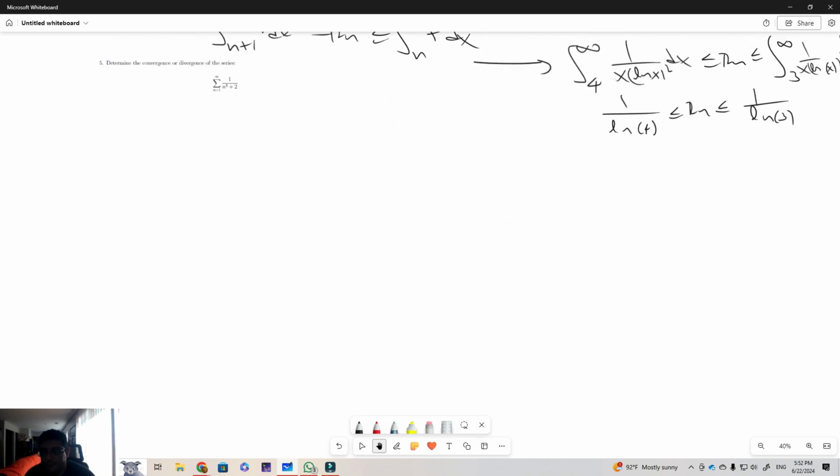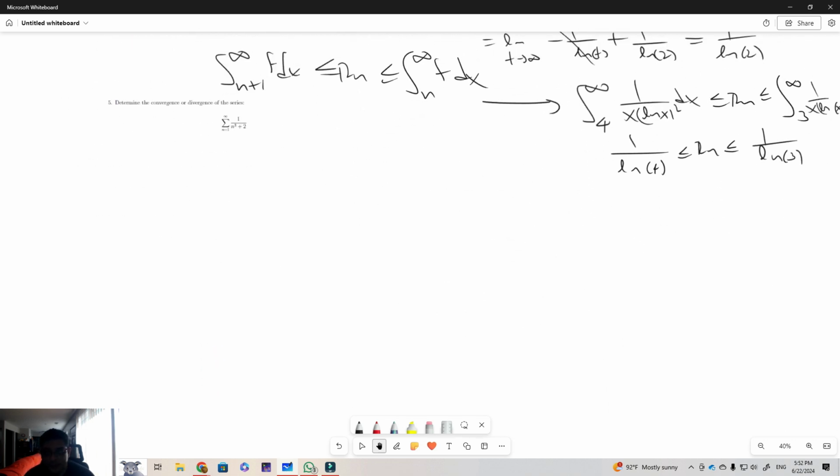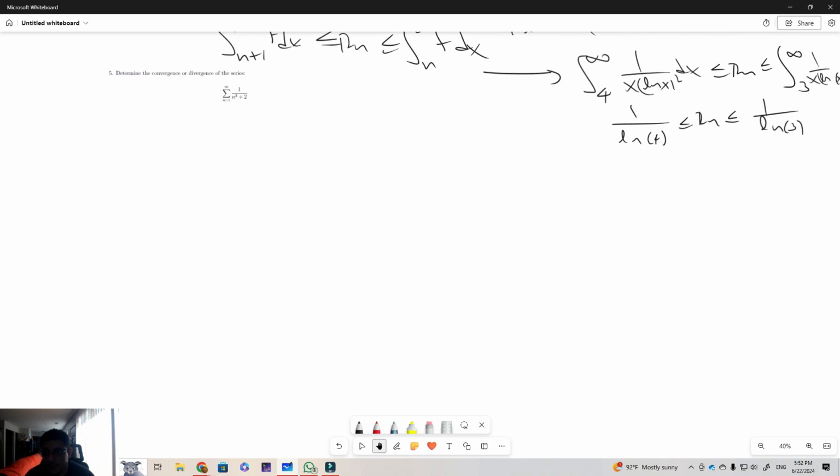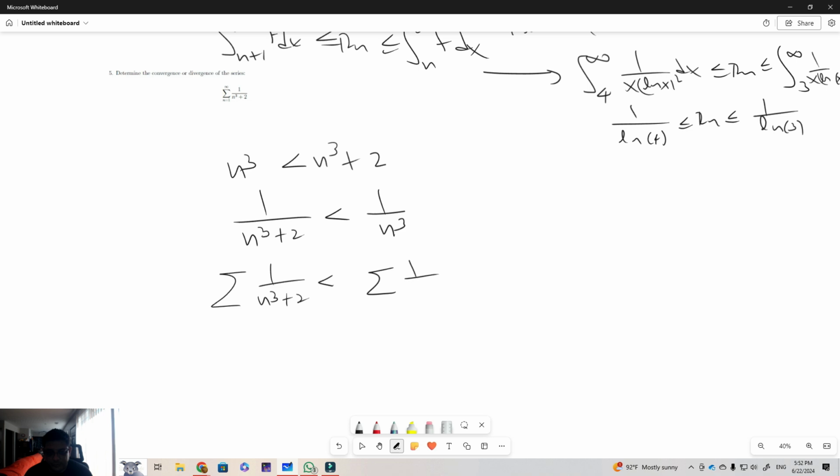Now for question 5, the last question of this worksheet, it says determine the convergence or divergence of the series. And we have the series from n equals 1 to infinity of 1 over n cubed plus 2. But now n cubed plus 2 is bigger than n cubed. So we can say that 1 over n cubed plus 2 is less than 1 over n cubed. And so by that regard, we can use the comparison test.